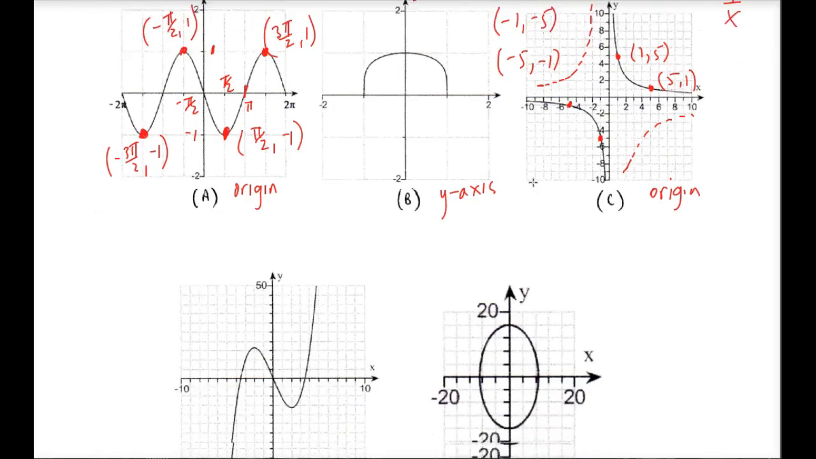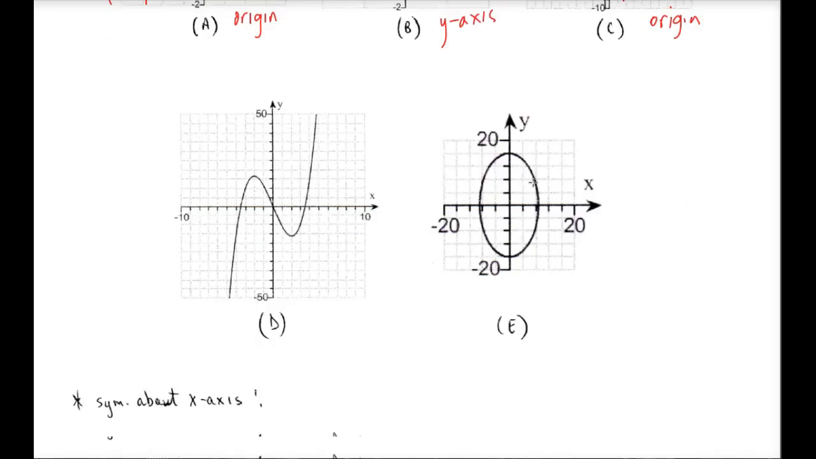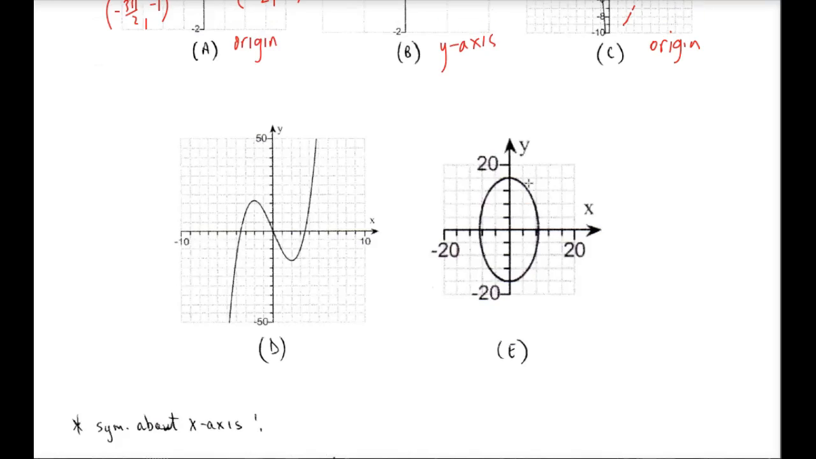All right, so let's move on to our last two graphs here. For D, we see that this is another one that looks like it's symmetric about the origin. Now, if it was symmetric about the y-axis, we would have a part that goes like that, but of course we don't see that. And if it was symmetric about the x-axis, then we would have a part that goes like this, at least for this part, but we don't see that. So for this one, we will just say that it's symmetric about the origin.